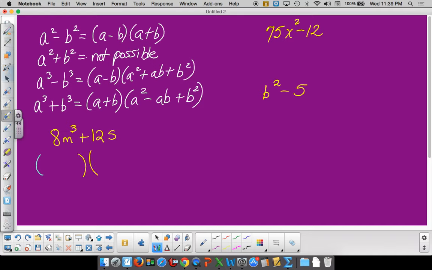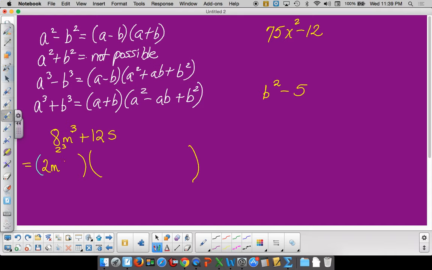So we're going to have a binomial and a trinomial. In the binomial part, you have to uncube it. So what number are you cubing to get 8? 8 is really 2 cubed, so we're going to write a 2 there. And of course it'd be m that we're cubing. So I'd have a 2m.